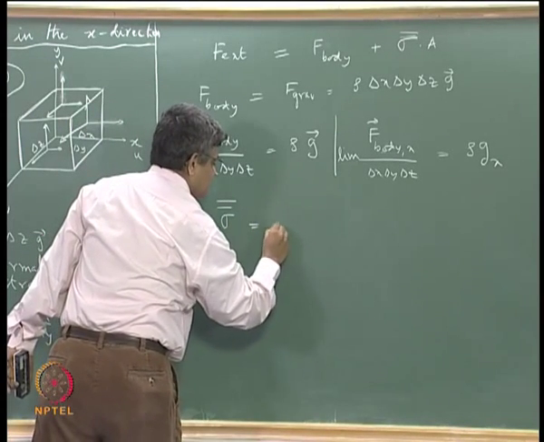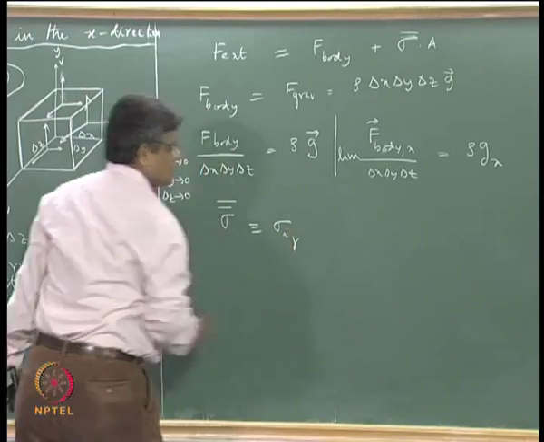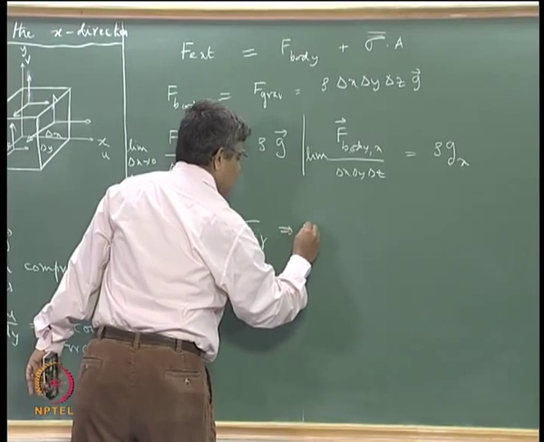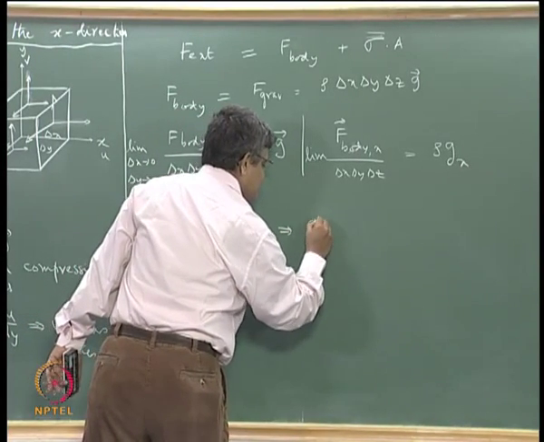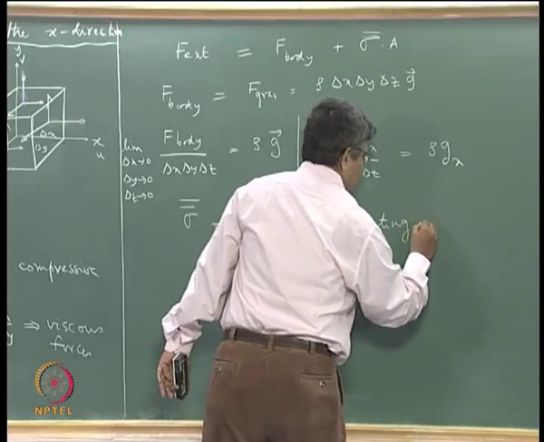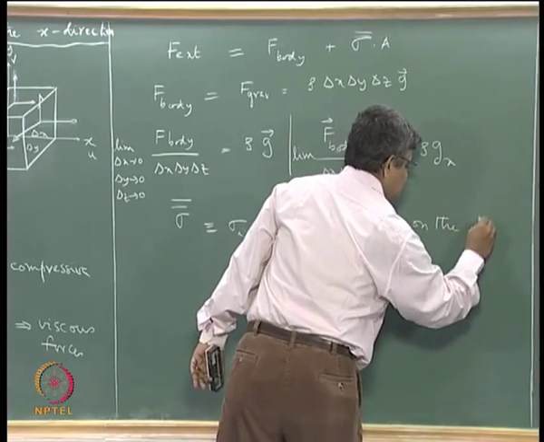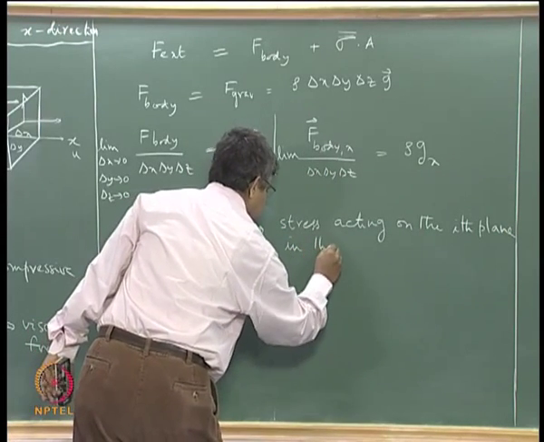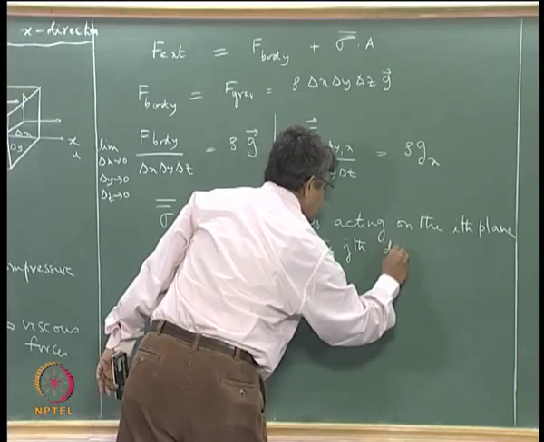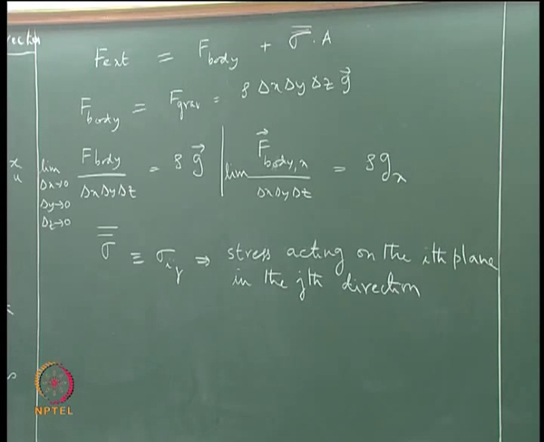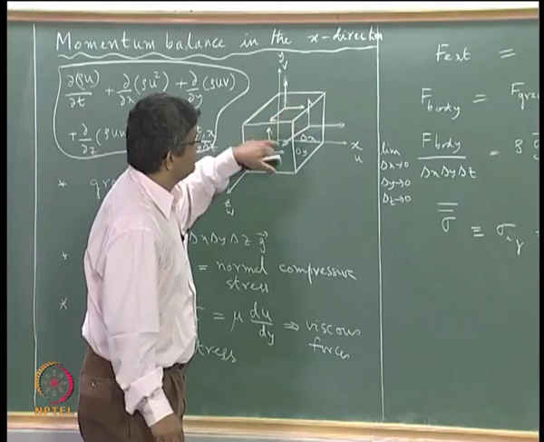So, the stress tensor here is identified with two subscripts which we call i and j, where this implies the stress acting on the ith plane in the jth direction. So this is the convention that we follow, and using this definition we can now put names to these stress components.